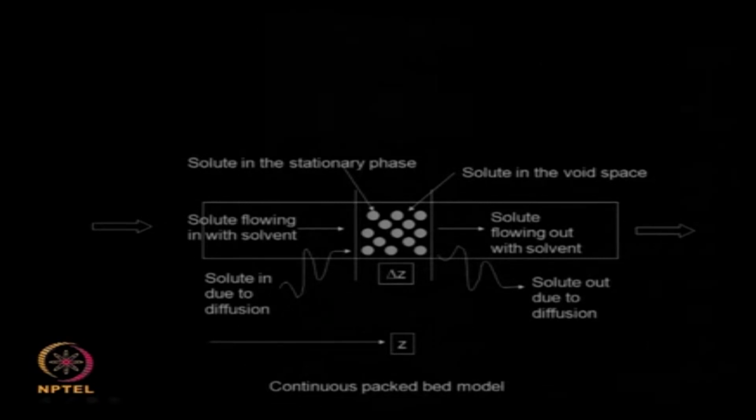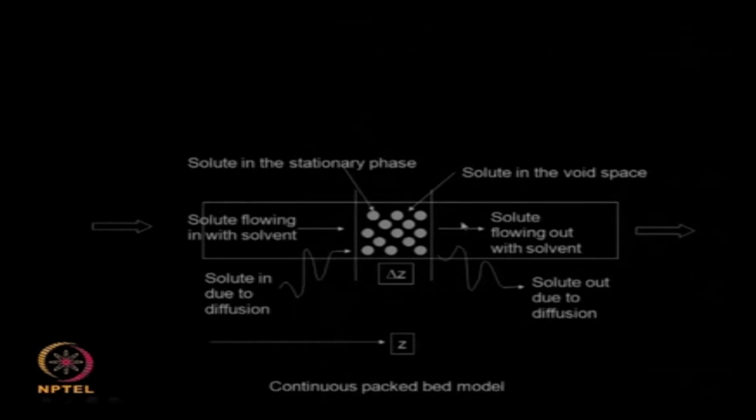So, a chromatograph is nothing but a long tube. We have stationary phase particles here. So, a solvent flows in from one end, solvent comes out from the other end. Solute is getting carried through the solvent, and there is an interaction between the solute and the stationary phase. So, there is a separation of the various components. Okay. So, what are the things happening here? Solute flowing in with the solvent, solute flowing out with the solvent.